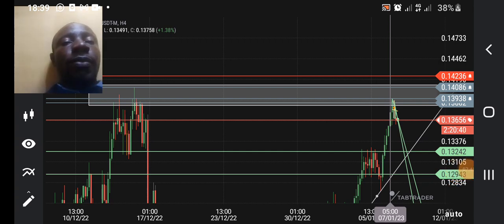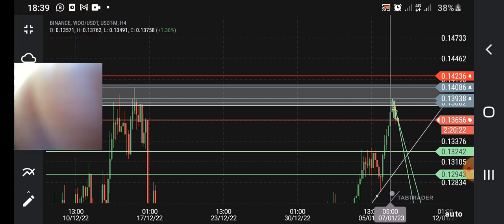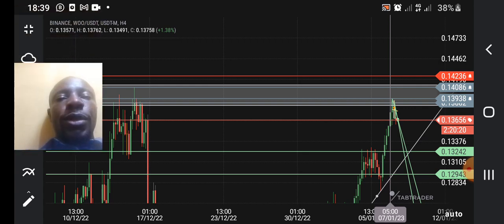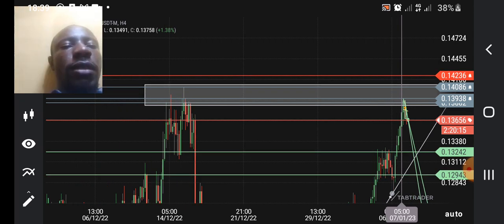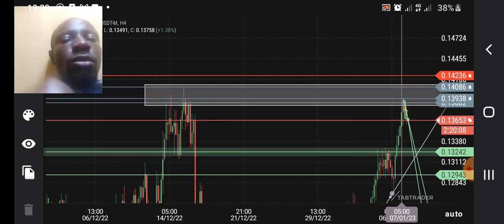Now this is a live trade. I'm actually trading this coin called WOO. What did I do? I wait for the price to make sure that it gets to this point. Look at the point here. I make sure this market gets to this last point here. You can see this point is there. Actually, the market can still get there, it might still reverse from here to here.